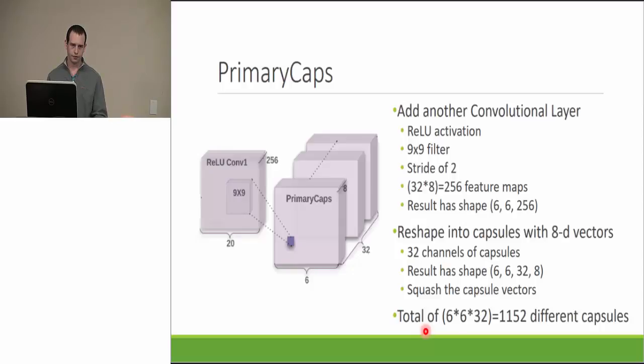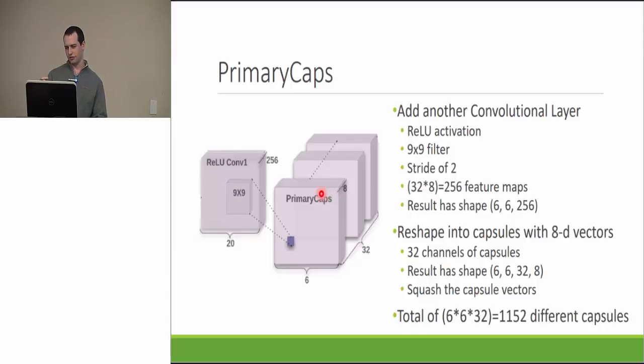And since you have 256 channels, each capsule is an 8 dimensional vector. So the 256 channels are divided into 32 blocks. Yeah, you have more precision. I don't think the number 32 is really significant. You can just say that there are 1,152 capsules. Right, so each channel is supposed to represent a different entity.